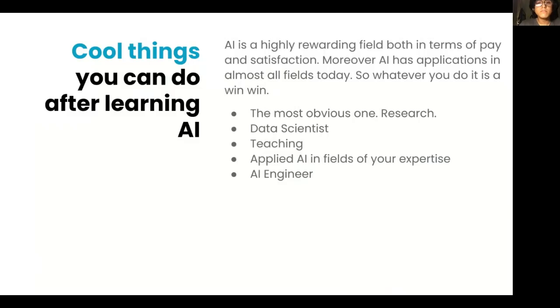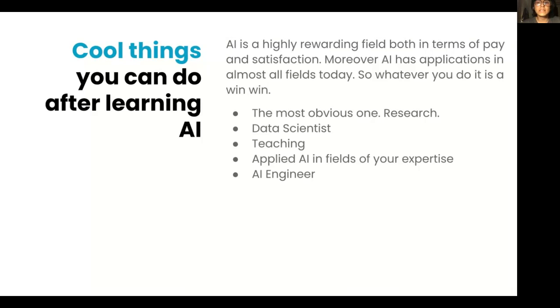Moving on. Cool things you can do after learning AI. AI is a highly rewarding field, both in terms of pay and satisfaction. And the best part is, whatever your field of expertise is, you can mix AI with that. For example, you are an architect and you want to design a pillar. You can use AI. There is something called generative design. Again, a really interesting field. You can Google it. You use biomimicry and AI to design the most optimum pillar ever. Or for example, you're a biologist. You can use AI to decode genes and whatnot. I don't know much about biology. So whatever you do in AI, it is a win-win.